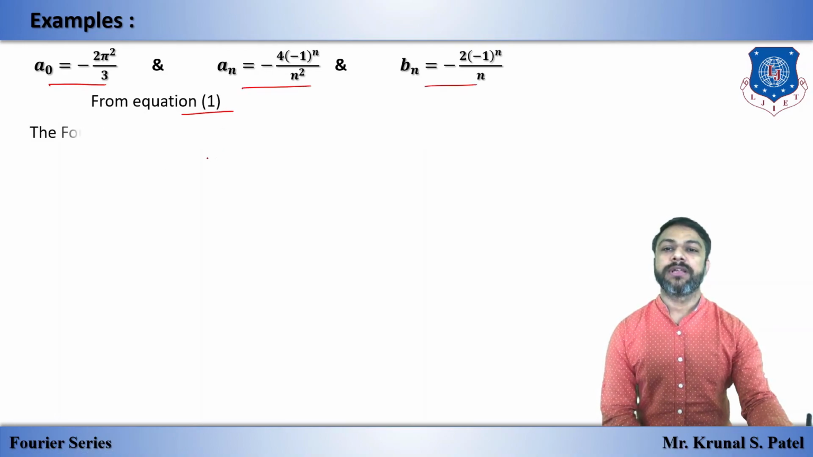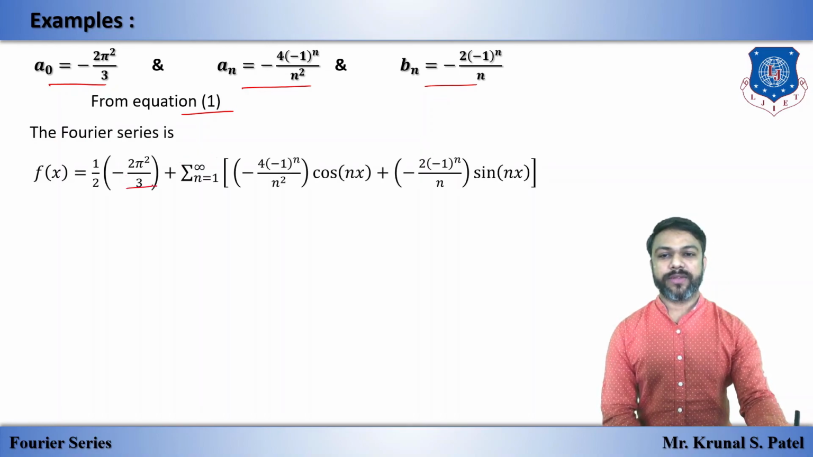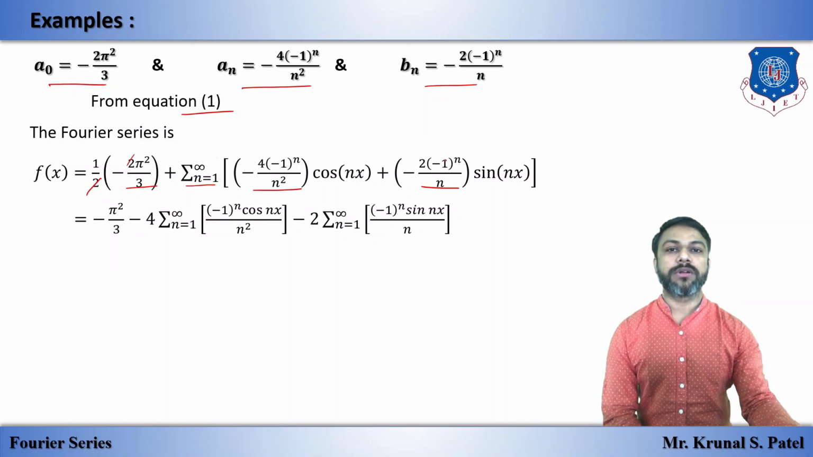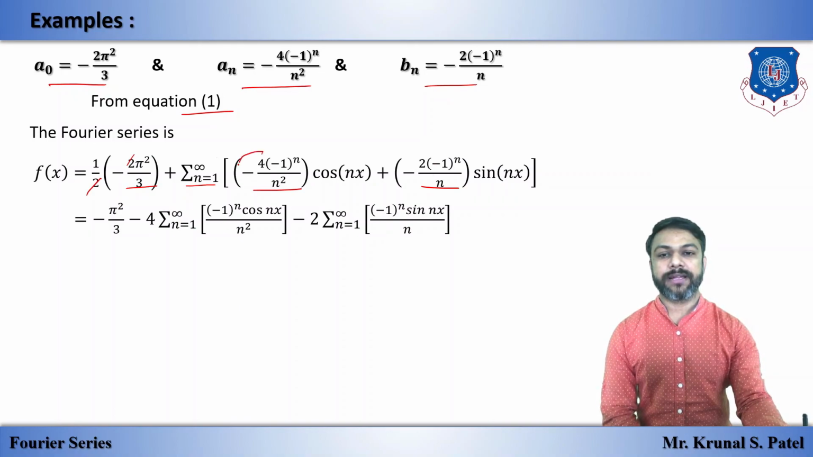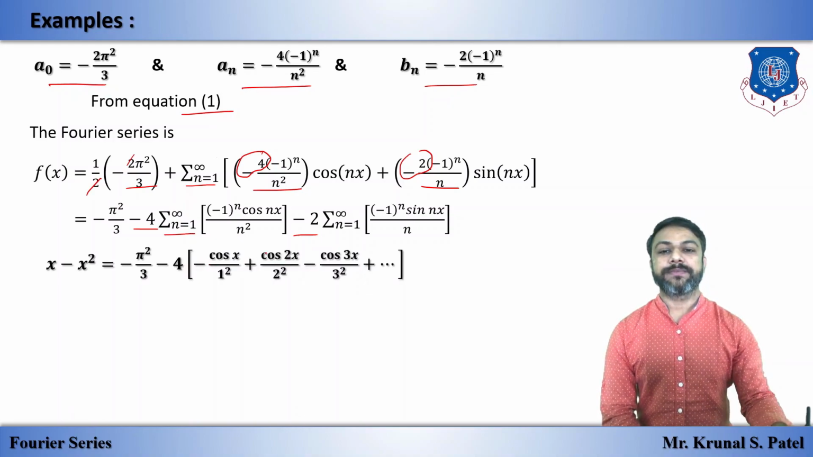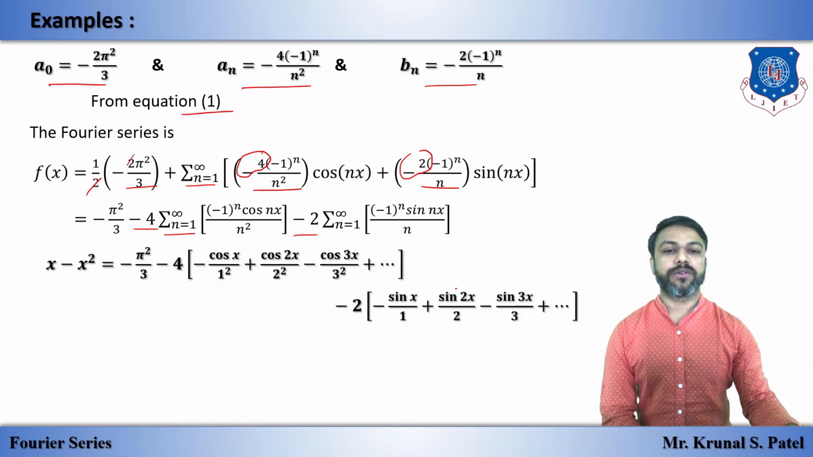Now just write down the values of A0, An and Bn that we previously obtained, and from equation 1 the Fourier series is the value of A0, An and Bn, as we have discussed, to cancel out minus pi square by 3, and sigma given to these two different terms. So sigma of this term and sigma of this term, you can take minus 4 outside, here minus 2 outside, and applying the limit of sigma 1, 2, 3, and for this sine 1, 2, 3, we have this, and this is our final answer of the Fourier series.